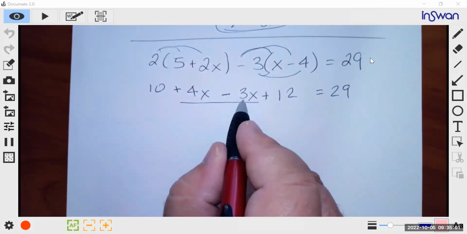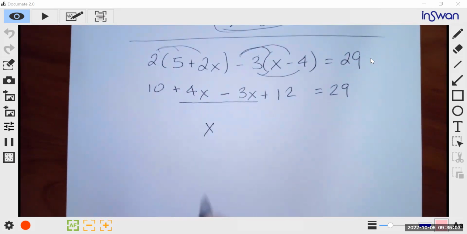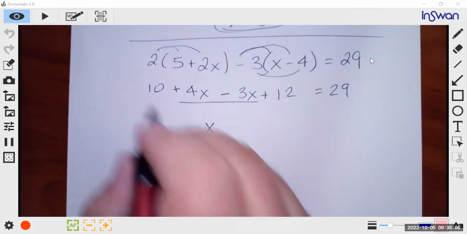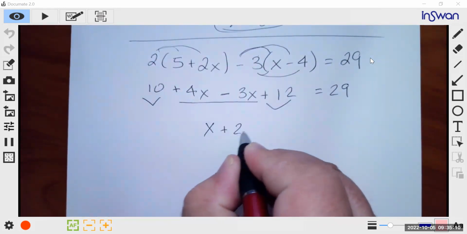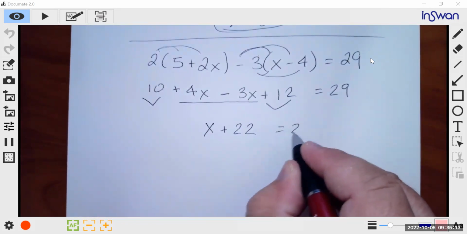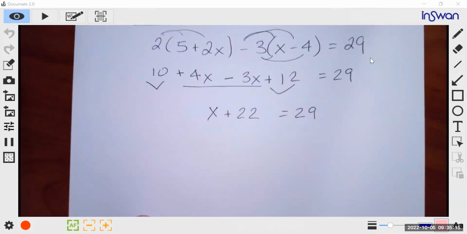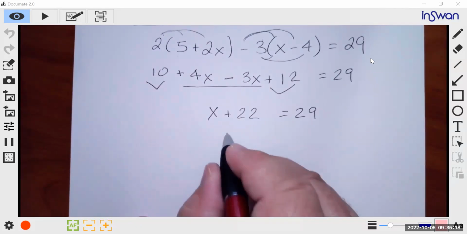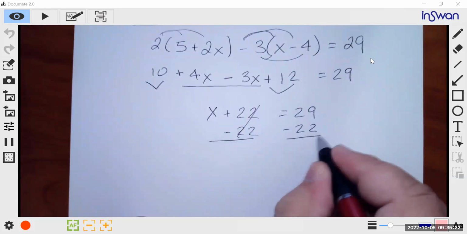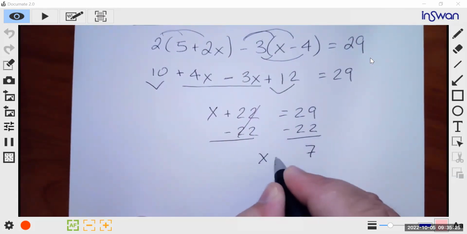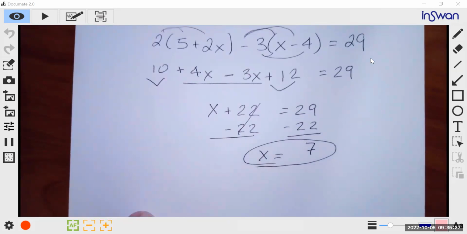We have 4x minus 3x, which is x. And we have 10 plus 12. That's a positive 22. Subtract 22. x equals 7. Now, where did your steps go different?